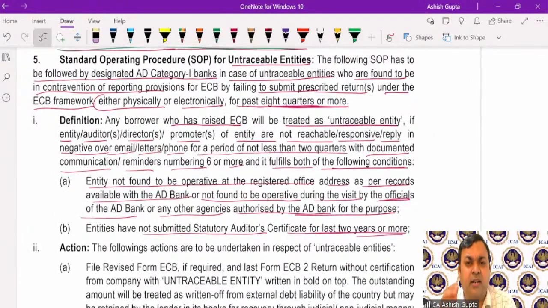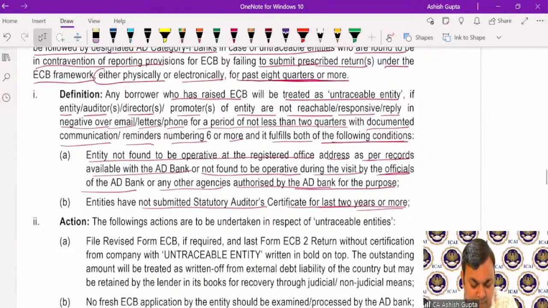And who are untraceable entities? Untraceable entities are those entities who fail to submit their 8 quarters or more of information to the RBI, even with 6 reminders sent. Then too, if you are failing to submit, these are untraceable entities, right? Next, action.